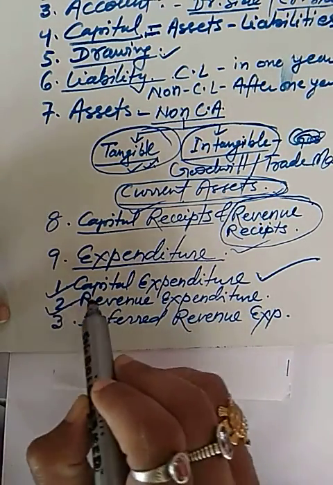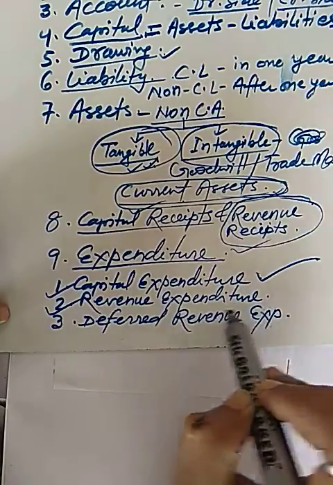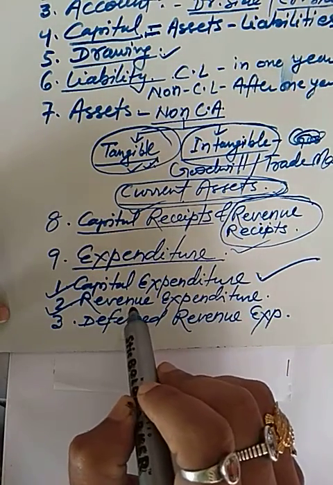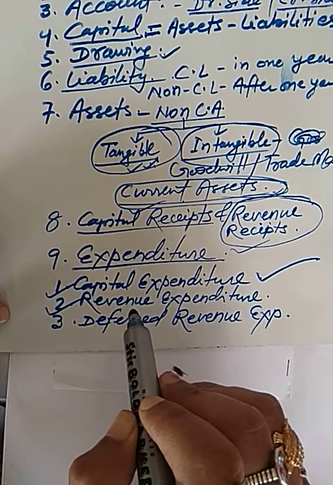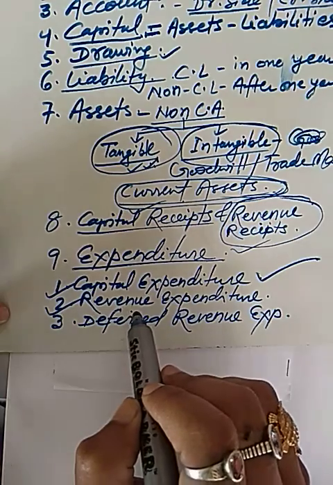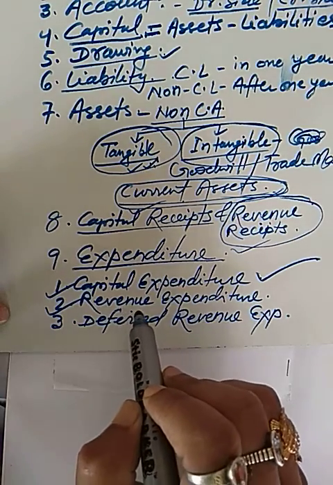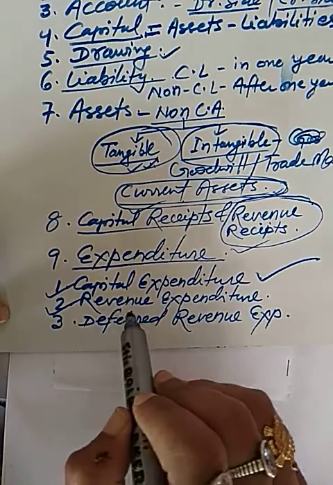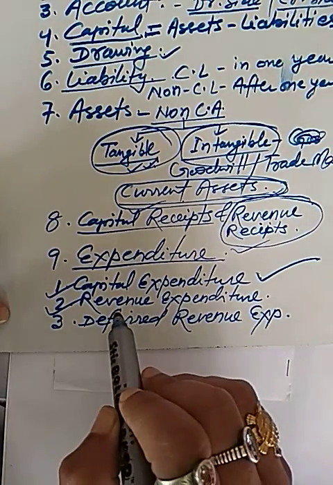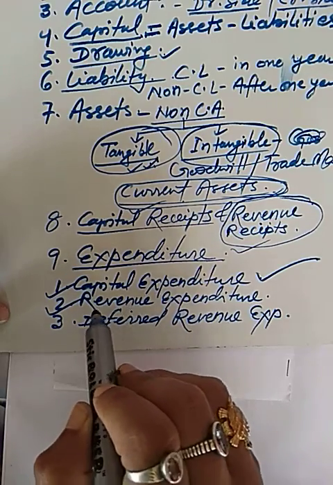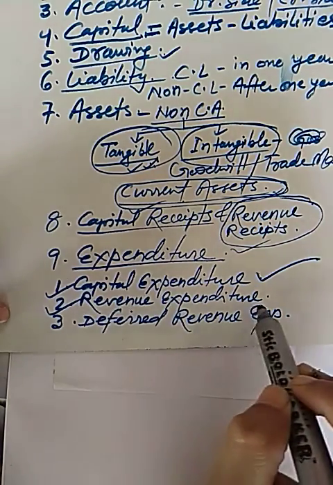Second point is revenue expenditure. Any expenditure the full benefit of which is received during the accounting period is termed as revenue expenditure, such as cost of goods sold, salary paid, rent paid, electricity charges paid, etc. are called revenue expenditure.